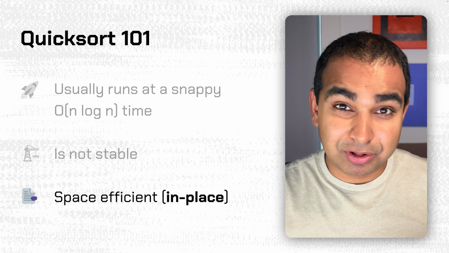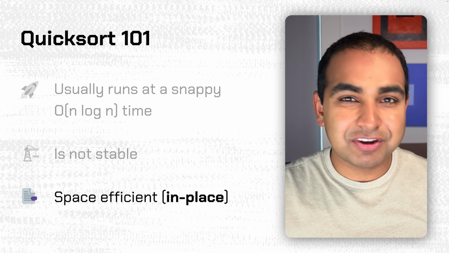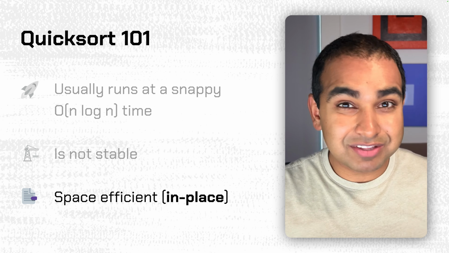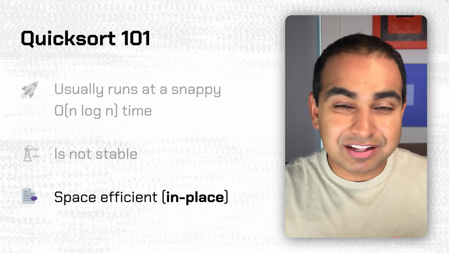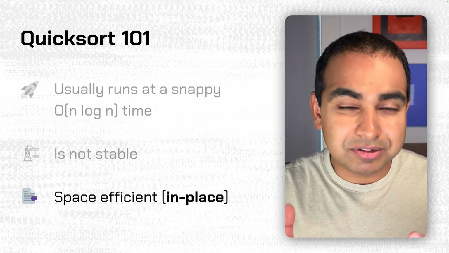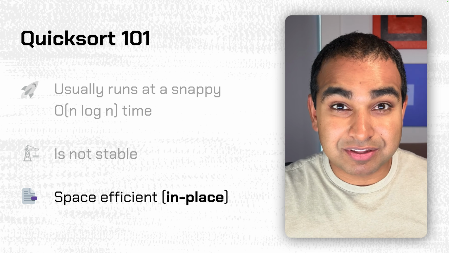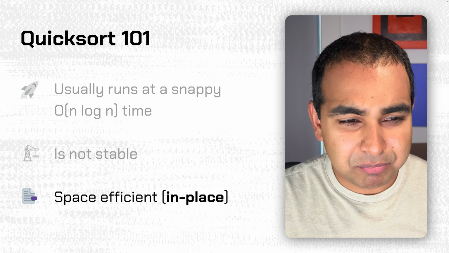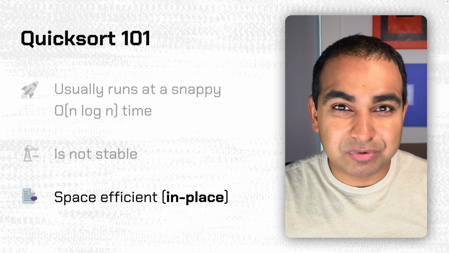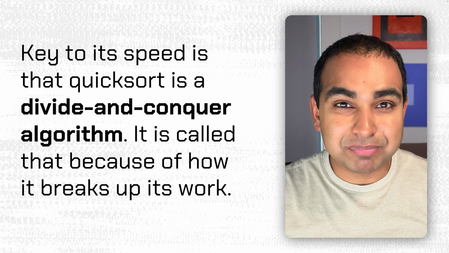But what QuickSort also has going for it is that it's very space efficient. It's an in-place sorting algorithm where all the sort operations are done on the input itself. We're not creating unnecessary copies of the various data structures in the middle to make the sorting happen, which means it's great from a memory management point of view. Now let's dive deeper into how QuickSort actually works.